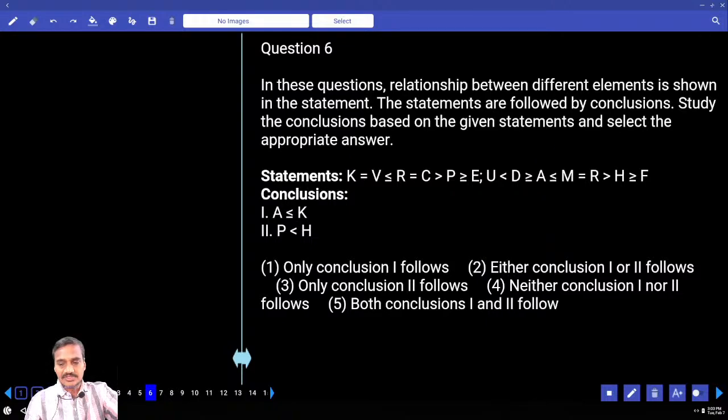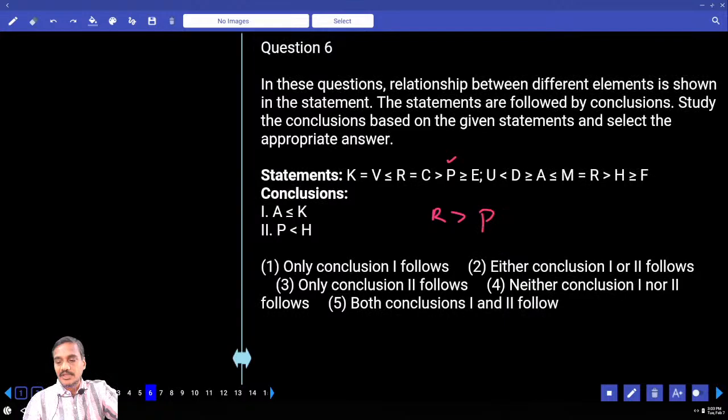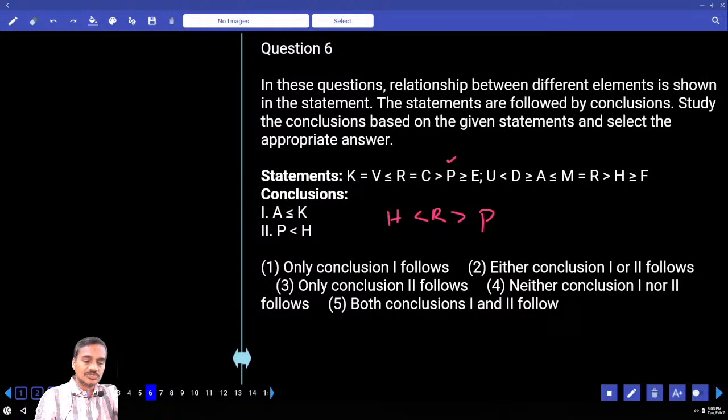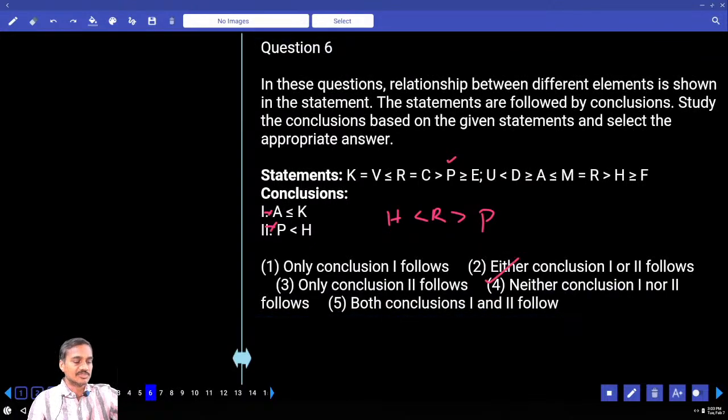Then next one, P and H. Now P, K, H, K, what is the element that is common? Again R. R greater than P and R greater than H, that is H lesser than R. Again between these two, opposite symbols, no relation can be drawn, neither one nor two, so the choice for question number 6.